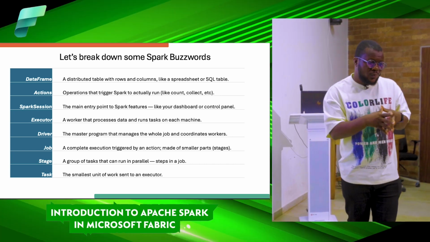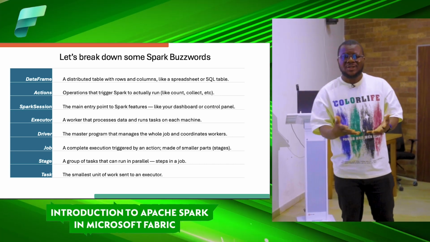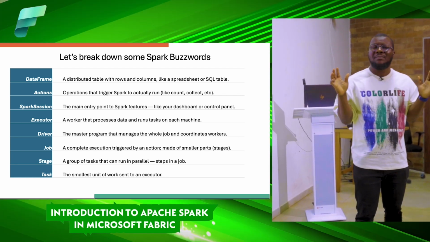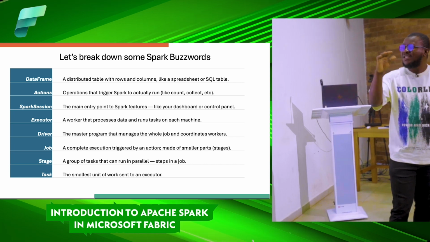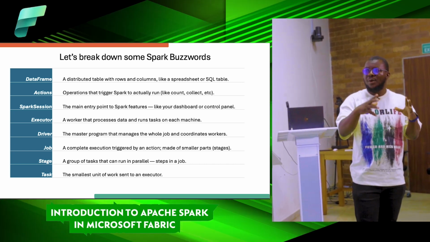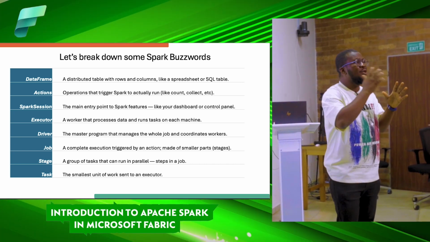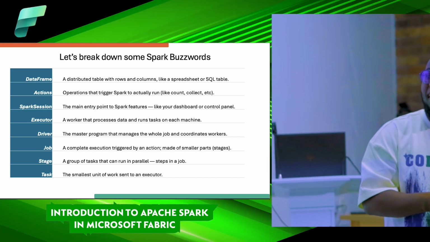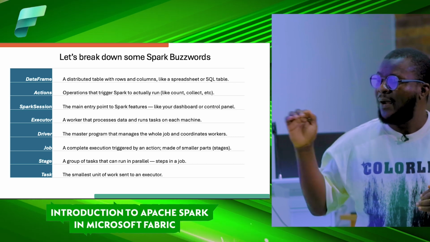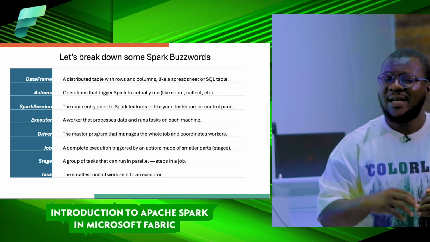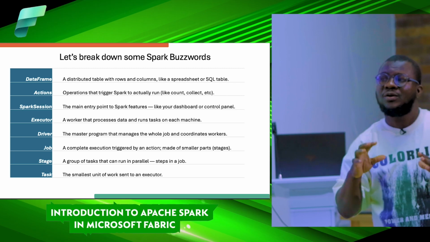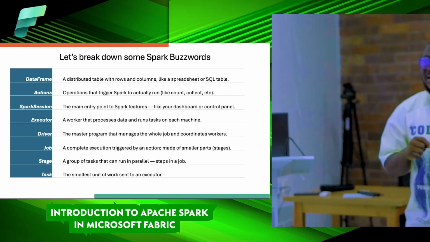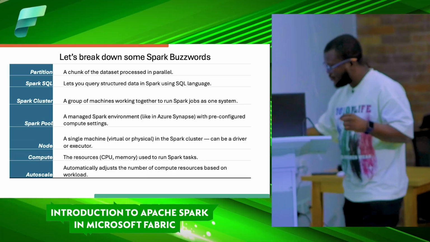What is a Spark job? When you say a Spark job is running, what does that mean? A job is a complete execution that is triggered by an action, all right? And it's made of smaller parts called stages. So a job is a complete execution. You're running so many things at the same time. A job is that thing you're doing. A stage is a group of tasks that can run in parallel. These are steps in a job. And then you have a task, which is the smallest unit of work that is sent to an executor.